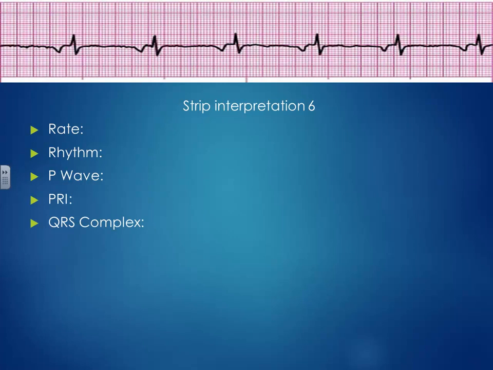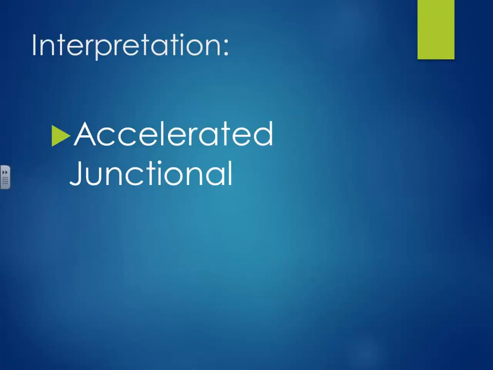All right? Is it regular? Yes, it is. Do you see a P wave? I do. What about it? Inverted. What about your PRI? It's consistent. It's about 4 blocks, so about 0.20. What about QRS? Regular. All right. What is this? Accelerated junctional. Why is it accelerated junctional? It's got a higher rate.